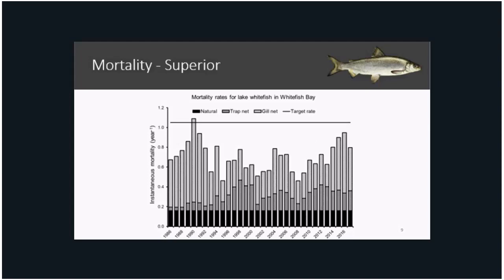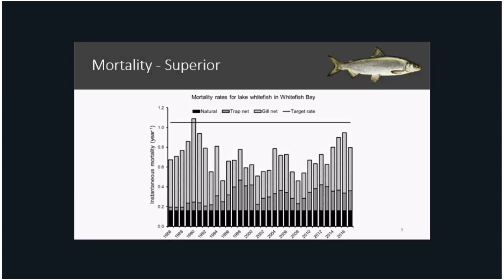And this graph has things in an instantaneous scale, so that the numbers aren't exactly the same, but that horizontal line represents 65%. Each of these individual columns is the total estimated mortality rate for this whitefish stock in Whitefish Bay. It's partitioned by source. You can see, of course, we estimate natural mortality to be constant. It still remains largely an unknown. And then we partition the fishing mortality into the different sources, trap net versus gill net.